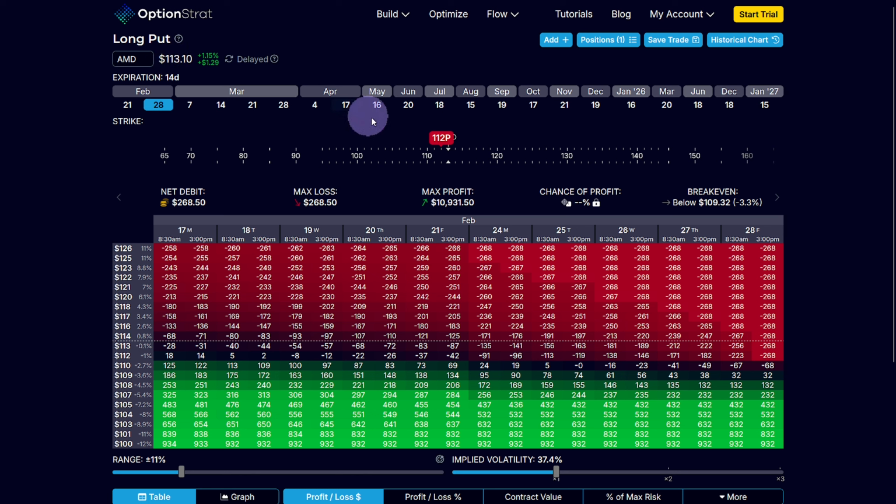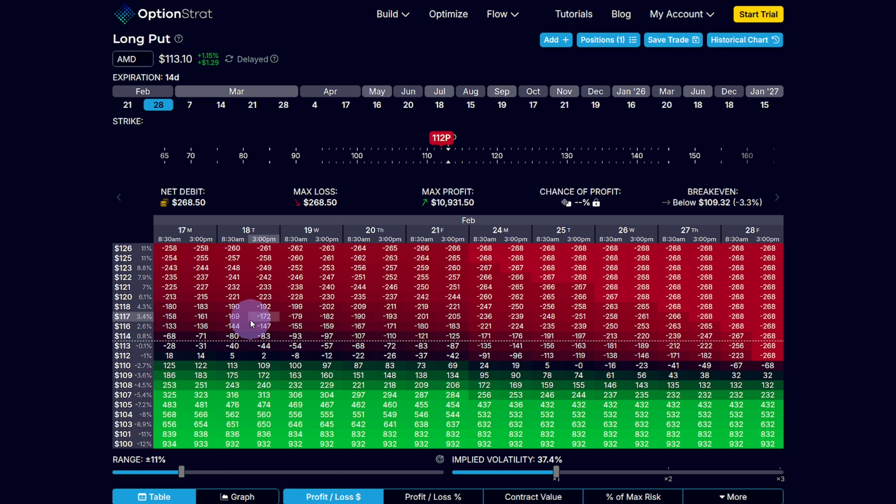This is a long put, so I have our put that we had purchased at a strike of $112. And it shows us that it will cost us $268 to open up this option. I've picked February 28th as the expiration date. That's about 2 weeks from now. And then we come down here and we look at the graph, and this will show us exactly what is going to happen, or what is supposed to happen, to this contract over time.